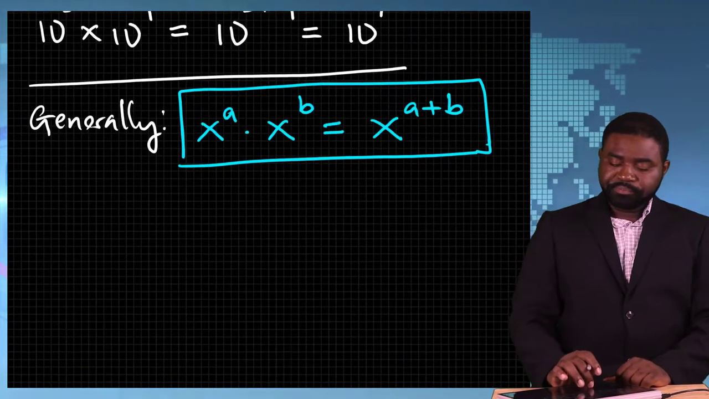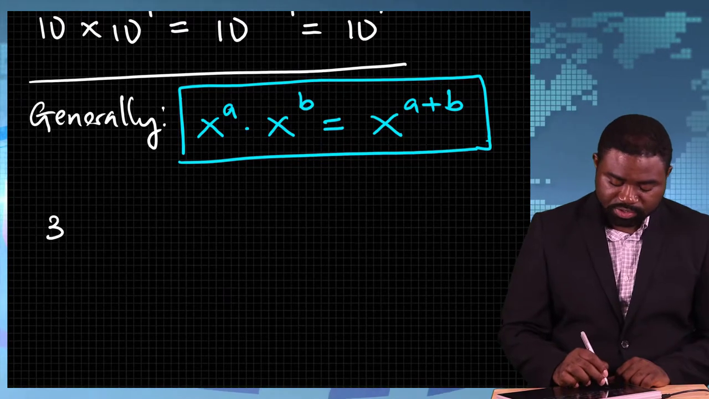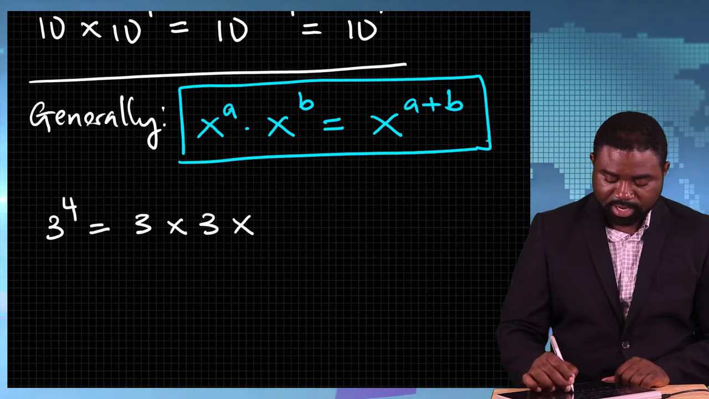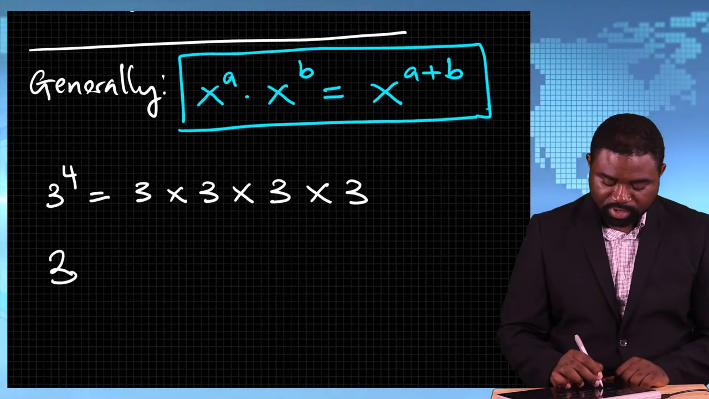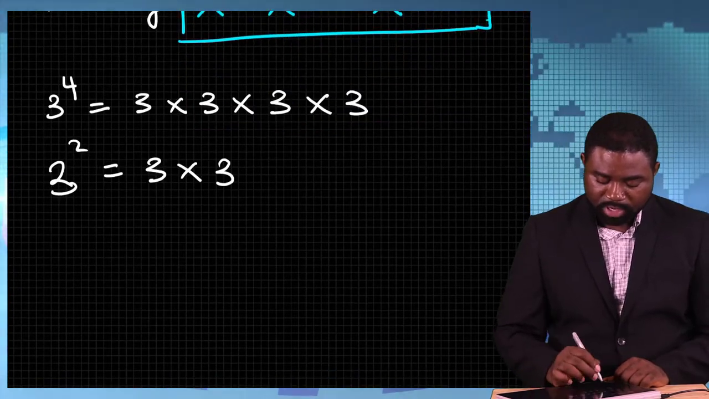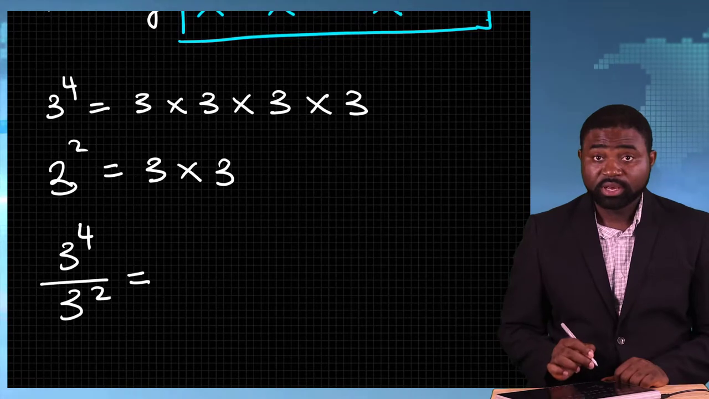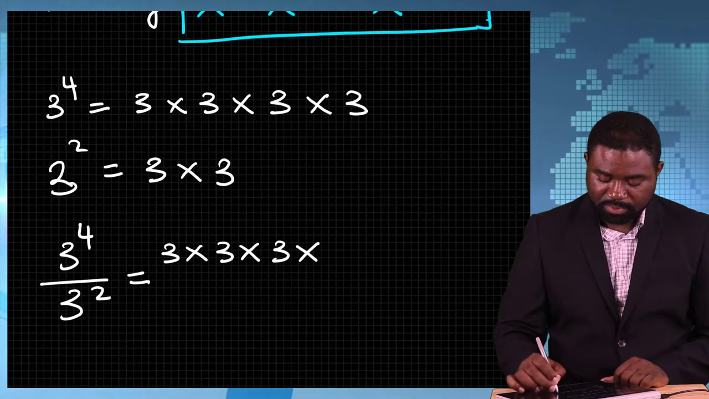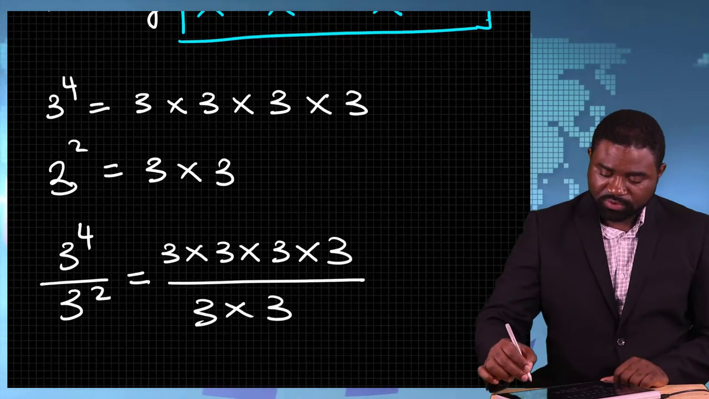Look at it this way. If we have 3 raised to the power 4, this is the same as 3 multiplied by 3 multiplied by 3 multiplied by 3, 4 times. If we have 3 raised to the power 2, this is 3 multiplied by 3 twice. Let's say we divide 3 raised to the power 4 by 3 raised to the power 2. That will be equal to 3 multiplied by 3 multiplied by 3 multiplied by 3 divided by 3 multiplied by 3. What do you notice?